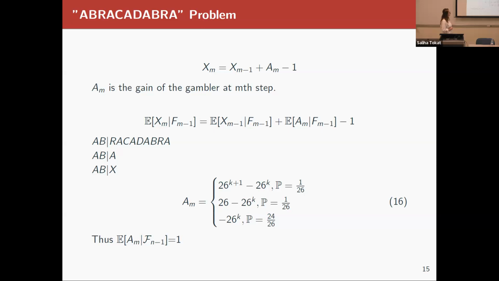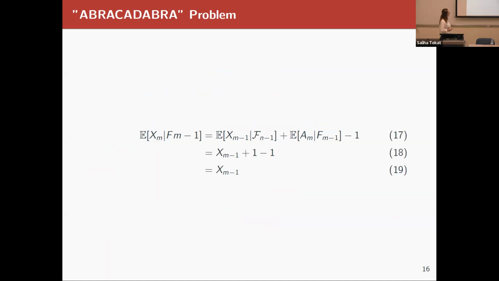But there can be other possibilities. Let's say the monkey writes X. In this case, our gambler loses all of his money with probability 24/26. So the expectation of A_m is equal to 1. If we integrate this in our formula, we get that X_m is a martingale.